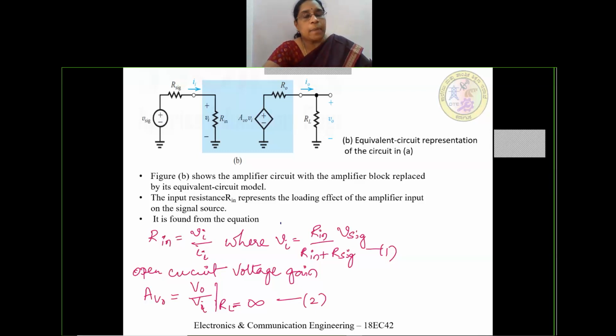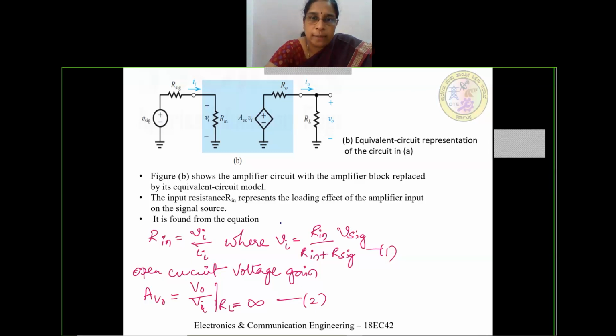Now the second parameter characterizing the amplifier performance is open circuit voltage gain. In previous modules, we have heard this word voltage gain. Voltage gain is equal to output voltage by input voltage. Now we are going to define open circuit voltage gain, whose notation is AV naught, or AVO also. Its definition is AVO equal to V naught by Vi.